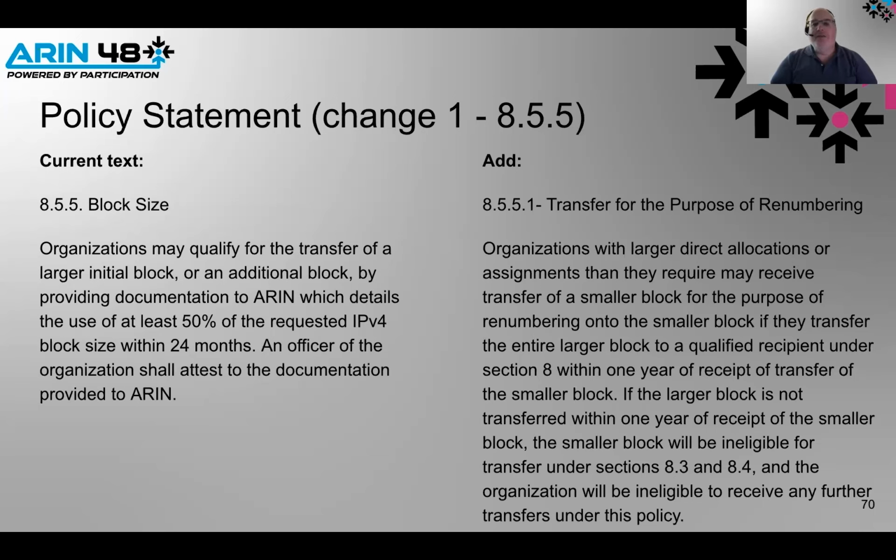For the first change, the proposal is to add section 8.5.5.1, transfer for the purpose of renumbering. Organizations with larger direct allocations or assignments than they require may receive transfer of a smaller block for the purpose of renumbering onto the smaller block if they transfer the entire larger block to a qualified recipient under section 8 within 1 year of receipt of transfer of the smaller block. If the larger block is not transferred within 1 year of receipt of the smaller block, then the smaller block will be ineligible for transfer under sections 8.3 and 8.4, and the organization will be ineligible to receive any further transfers under this policy. Next slide, please.